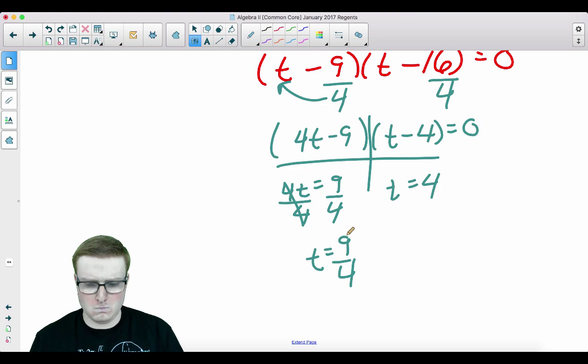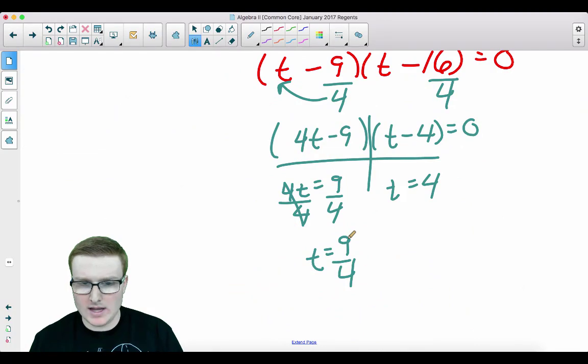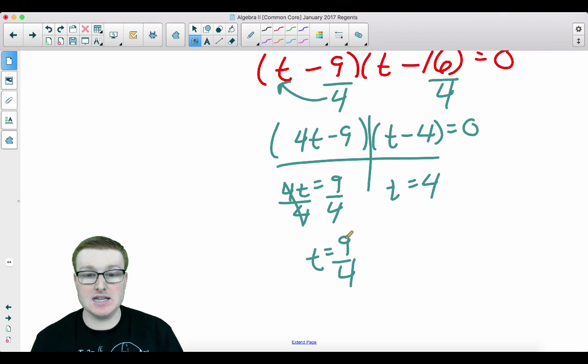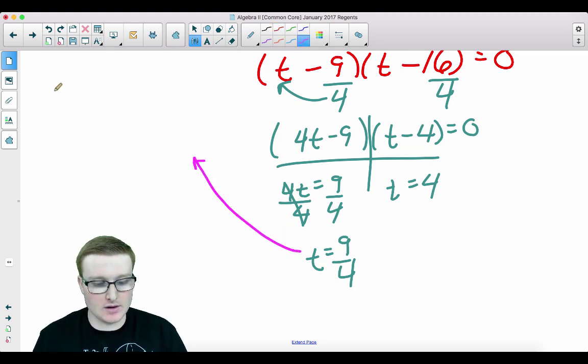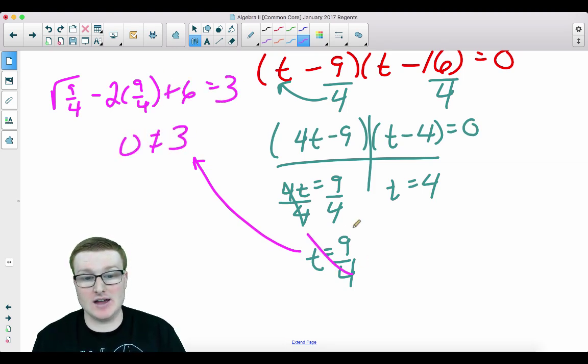Let me just double check that. Now, here's the thing. We need to check both of these. We need to check 9/4, and we need to check t equals 4. I can tell you this. If you pick t equals 9/4, the square root of 9/4 minus 2 times 9/4 plus 6 is equal to 3. 0 does not equal 3, ladies and gentlemen. So that actually rejects. You are keeping t equals 4.